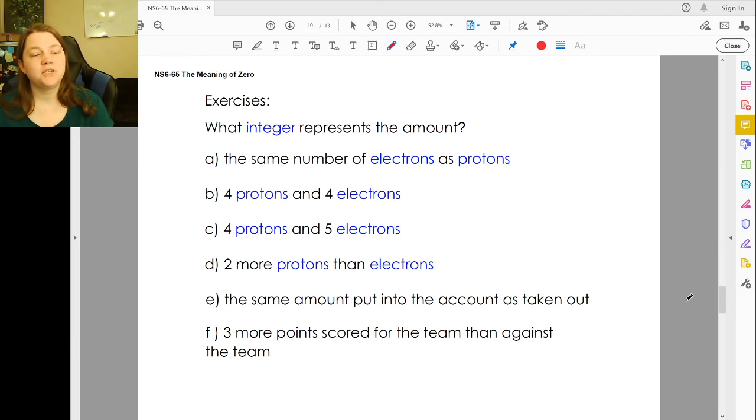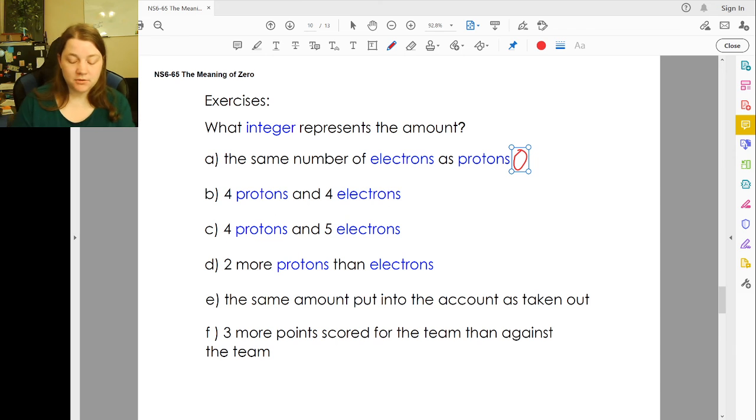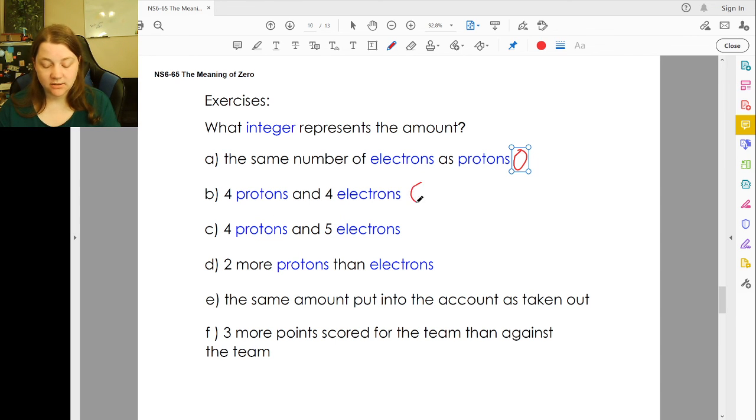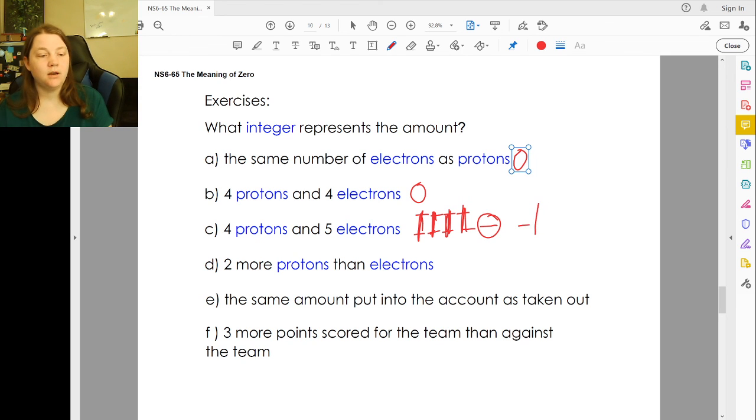So let's talk about which integer is represented in the amount. In letter A, if there are the same number of electrons as protons, that means we have a 0 charge. If there are 4 protons and 4 electrons, we still have a 0 charge. If there are 4 protons and 5 electrons, that means 1, 2, 3, 4 protons and 1, 2, 3, 4, 5 electrons. These cancel, these cancel, these cancel, these cancel. There's 1 negative, which means -1.